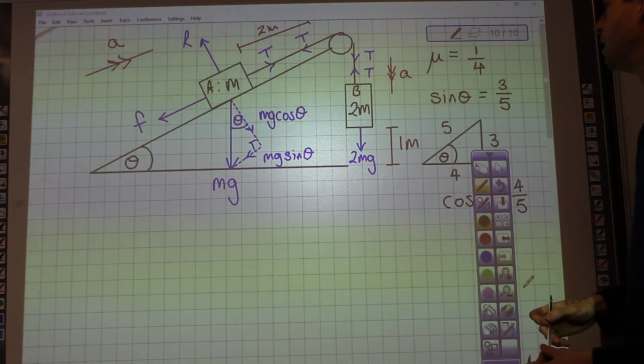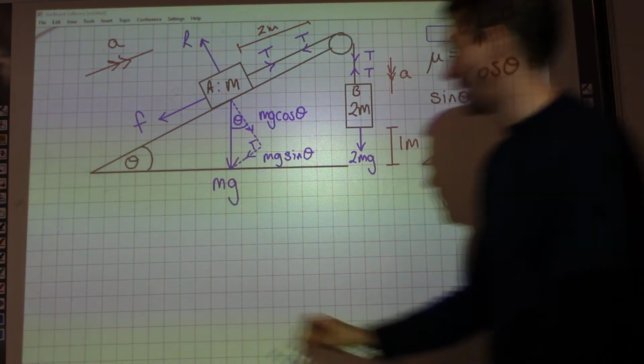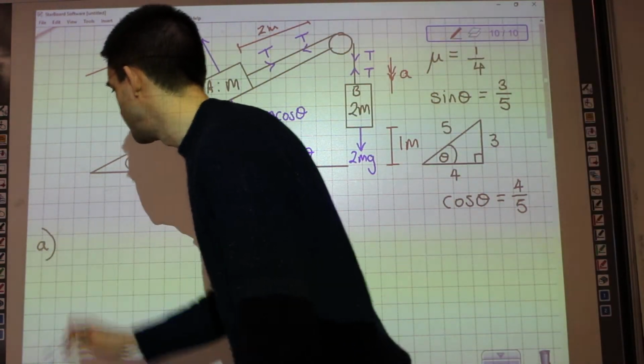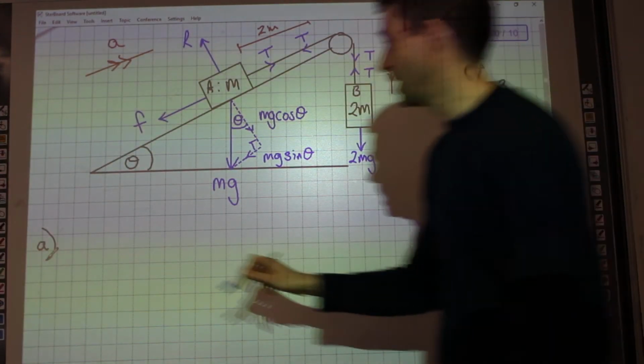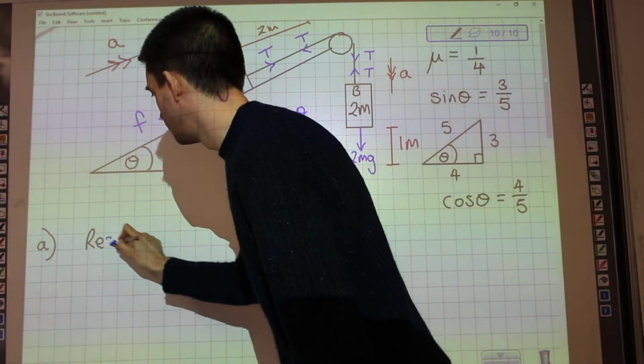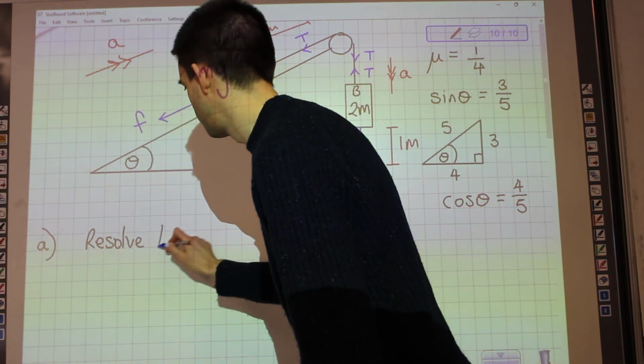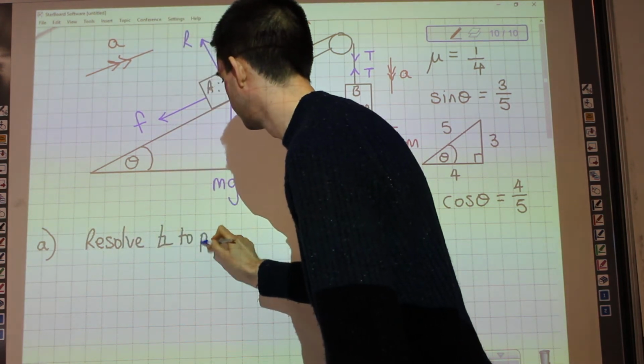Right, so part A. I'm after the initial acceleration. As always, I begin by resolving perpendicular to the plane.